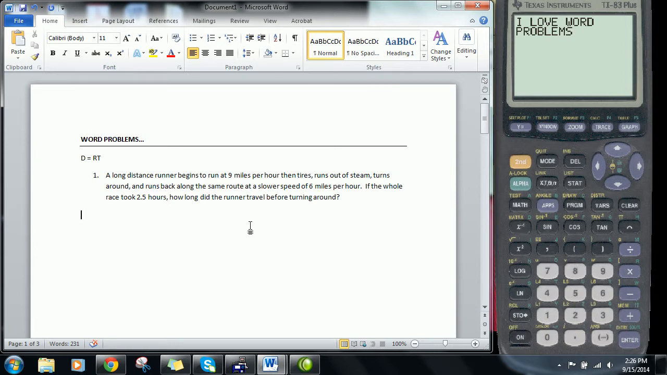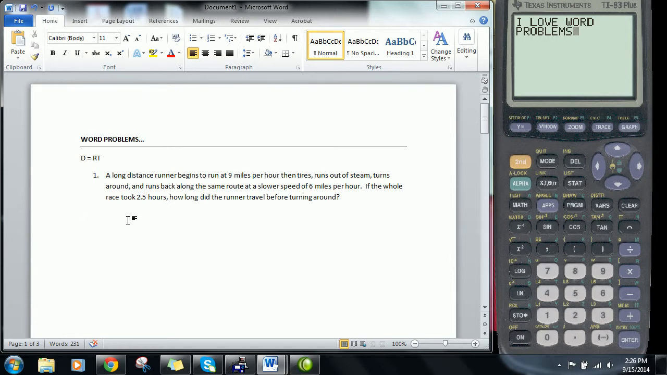Okay, so here's what's happening. The runner is starting here, going some distance, stopping, and running back. Okay, so what we have is the rate for each trek. We have the total time, and we know that distance equals rate times time.